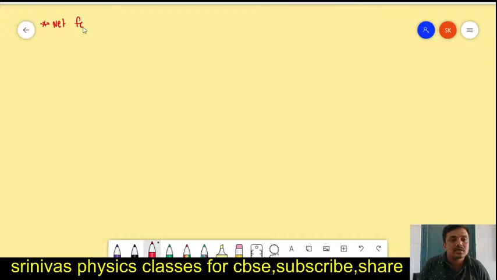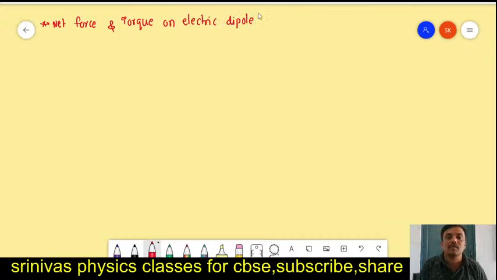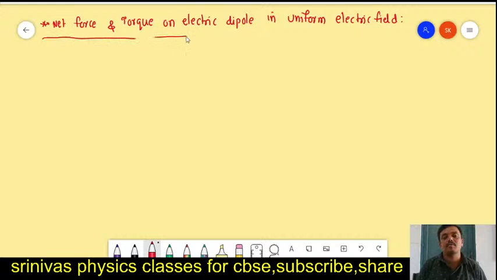Net force and torque on an electric dipole in a uniform electric field. Very important. How to find out the net force and torque on an electric dipole in a uniform electric field? Okay, listen very carefully.